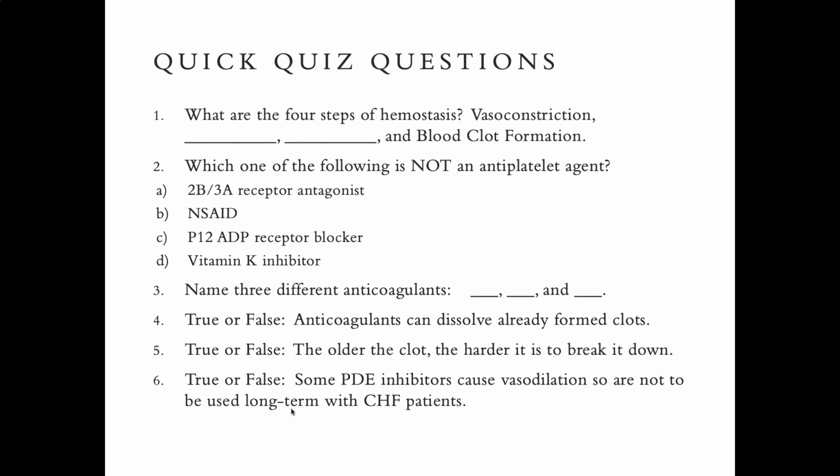Quick quiz questions. What are the 4 steps of hemostasis? And I start you off with vasoconstriction and end you with blood clot formation. So what are the 2 in the middle? But make sure you know all 4. Which of the following is not an antiplatelet agent? And then name 3 anticoagulants. Give me 3. True or false, anticoagulants can dissolve already formed clots. True or false, the older the clot, the harder it is to break down. True or false, some PDE inhibitors cause vasodilation, so are not to be used long-term with CHF patients.